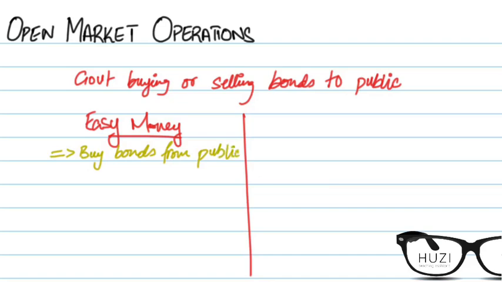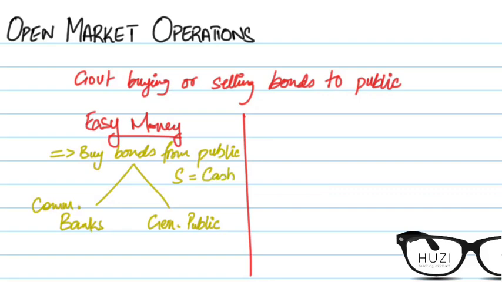Now let's divide this into two. The government buys bonds back from banks. Let me add commercial banks actually. Commercial banks, and the government buys back bonds from the general public. This means that the government will supply cash and it will demand bonds.